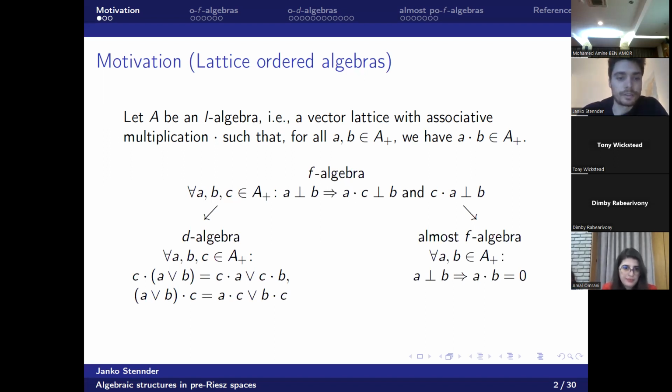And two other kinds of lattice ordered algebras. For once, the d-algebras, which satisfy that any supremum is preserved by multiplication by positive elements from the left or from the right. And we have the almost f-algebras, where if we have two positive disjoint elements, then the product also has to be 0. As is shown in this scheme, every f-algebra is always a d-algebra and always an almost f-algebra. But the notions of d-algebra and almost f-algebra are in general not related.